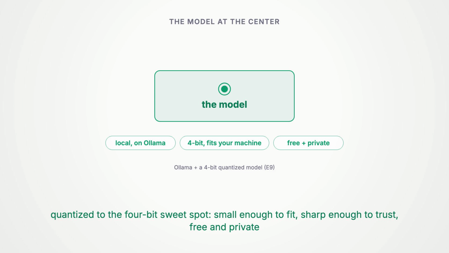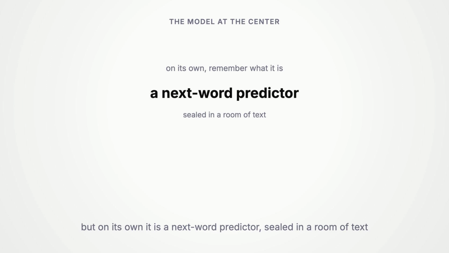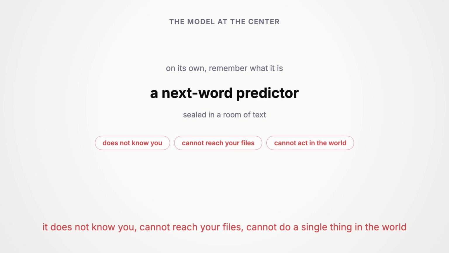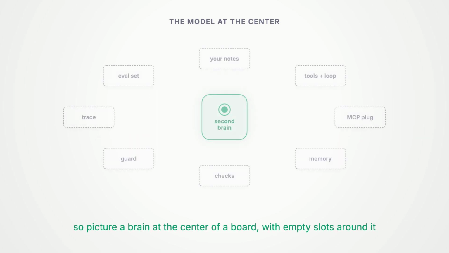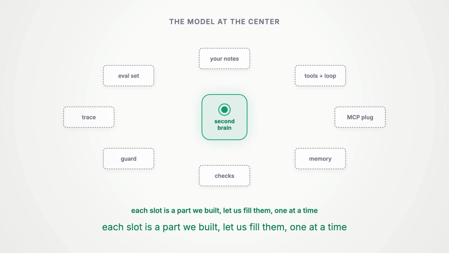But on its own, remember what it is. A next-word predictor sealed in a room of text. It does not know you, it cannot reach your files, and it cannot do a single thing out in the world. Everything we built this season exists to fix exactly that. So picture it as a brain at the center of a board with empty slots around it. Each slot is a part we built. Let us fill them, one at a time.